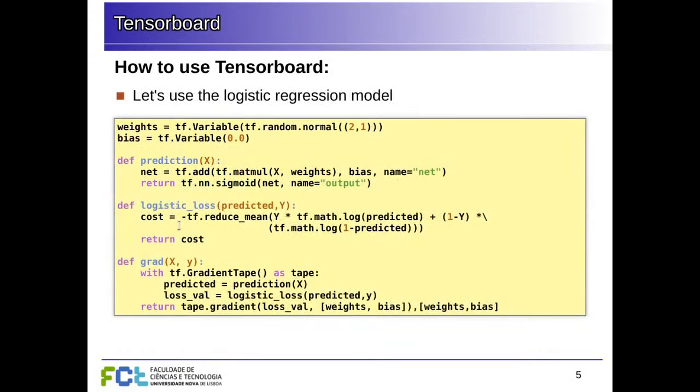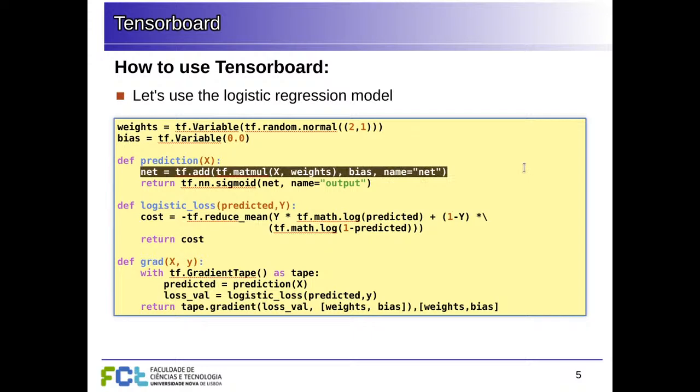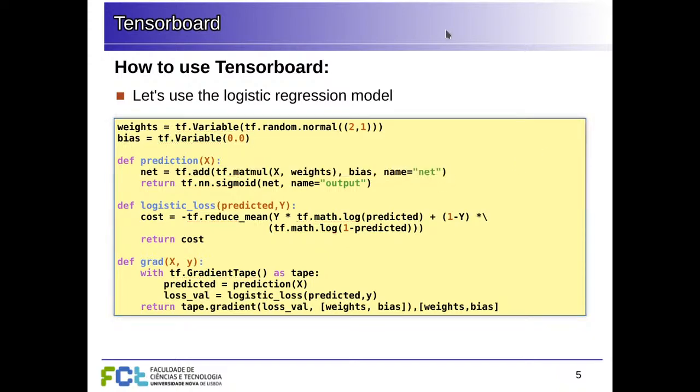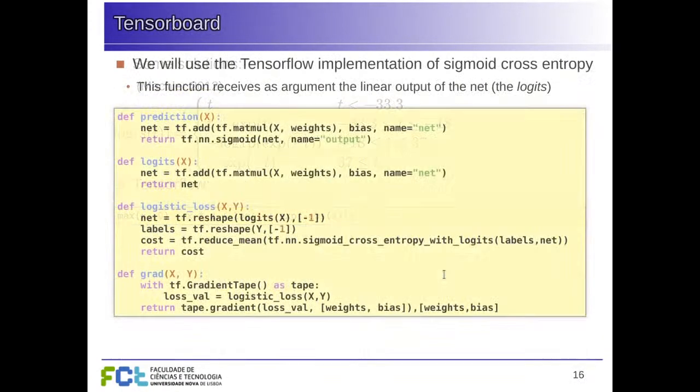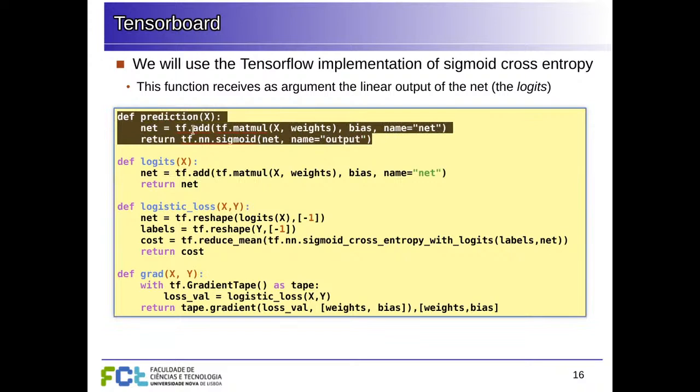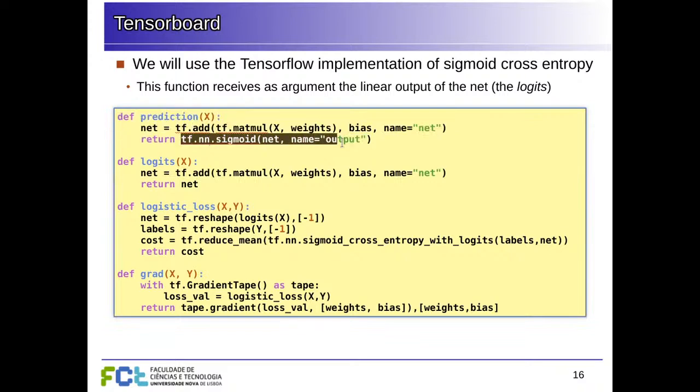Sorry. So we don't want this output with the sigmoid function. We want this net value here. This is the logit that is going to be input into that cross entropy function that TensorFlow implements. So what we need to do here is we have this prediction function that returns the actual output of the last neuron, which is a sigmoid activation.